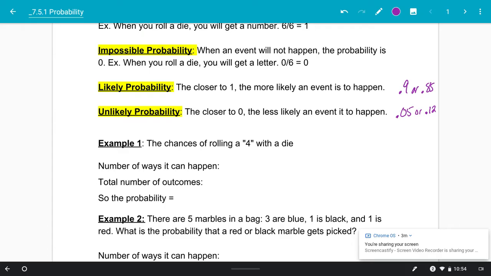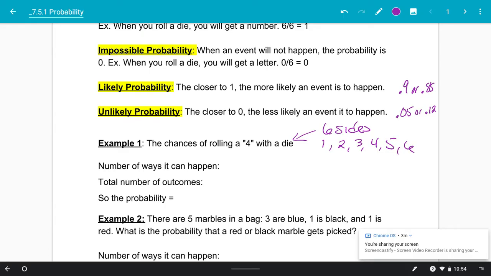Right, so first example here, the chance of rolling a 4 with a die. So we have to think about how many ways that can happen. With a normal die, we're going to have 6 sides, and they're going to be the numbers 1, 2, 3, 4, 5, and 6.